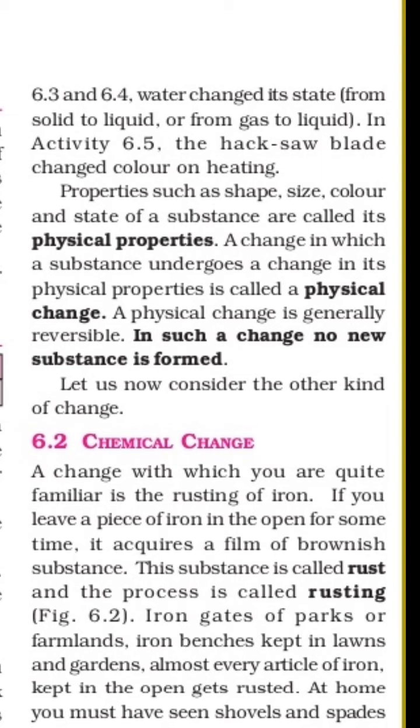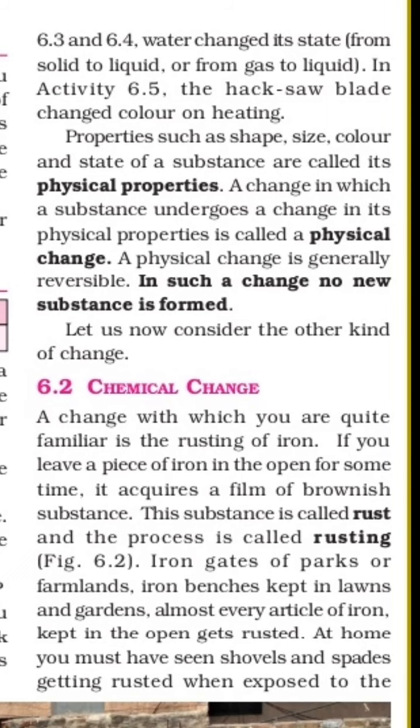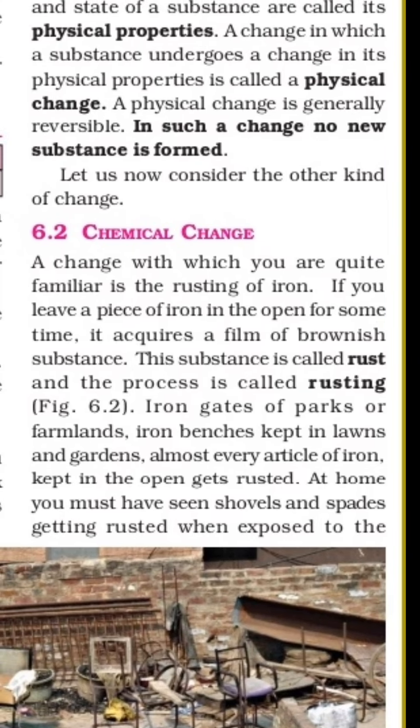Now let us consider another kind of change. Now see the next point, chemical change. Now we will learn the concept about the physical changes and their examples. Now we will see our next point, chemical change. A change with which you are quite familiar is rusting of iron.